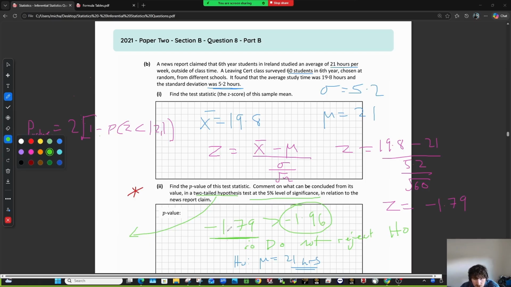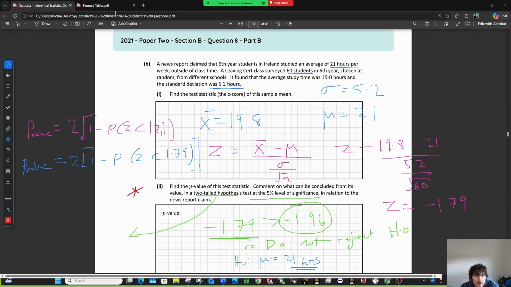So the test score in this question was, now this is a good one because this is a negative one. So we will be using the modulus here to turn this into a positive. So the p-value equals 2 times 1 minus the probability that z is less than 1.79, okay? Like that. So you see the modulus worked for us there in turning that thing positive.